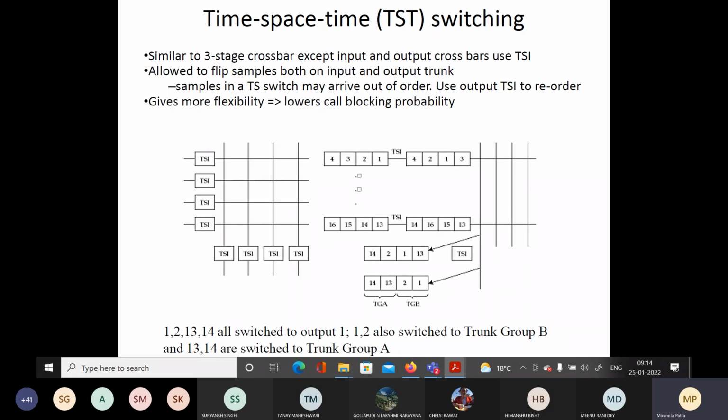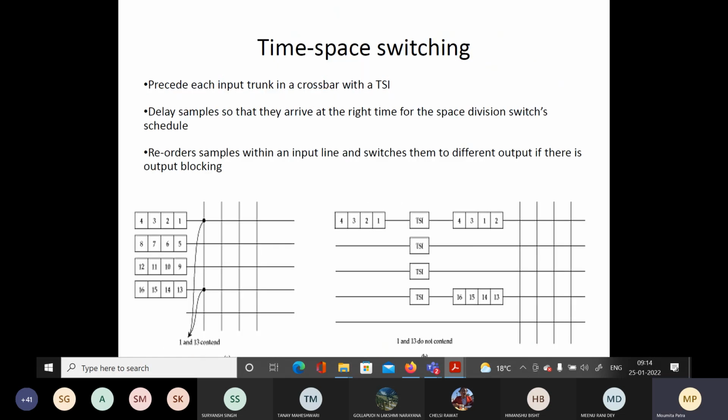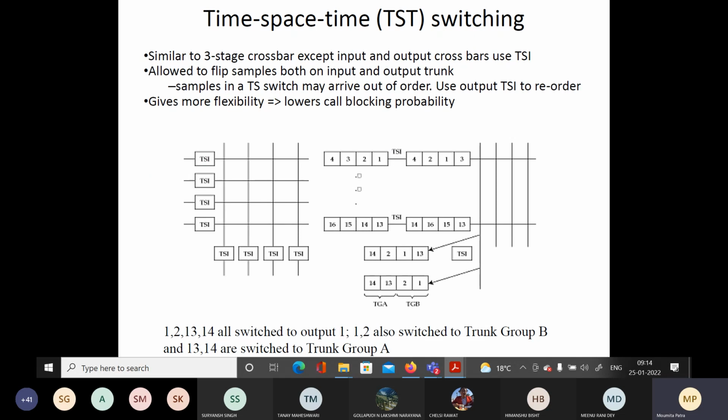Now we will get to another kind of switching, which is known as time space time switching, or TST switching. So this is another way. If you remember, in the previous one we were changing the samples, rearranging them, so at the output we will get out of order samples, right? So can we improve on it? We can have a three-stage crossbar-like scenario using time space time switching. You can see here that at the input ports you have TSIs, and at the output ports also you have TSIs.